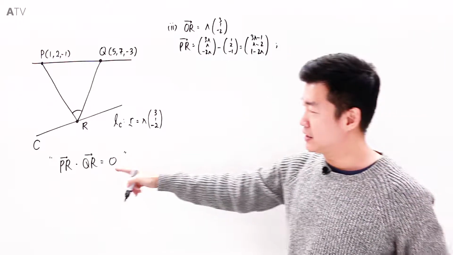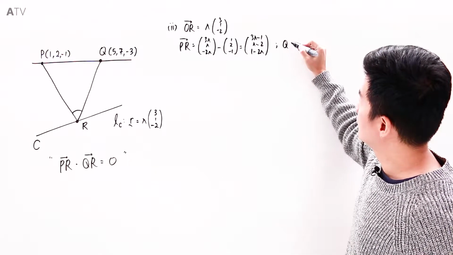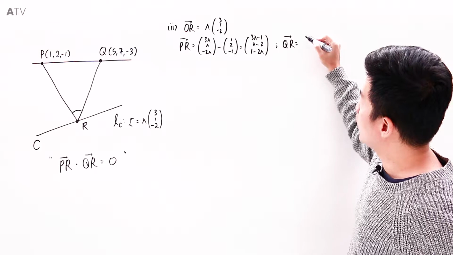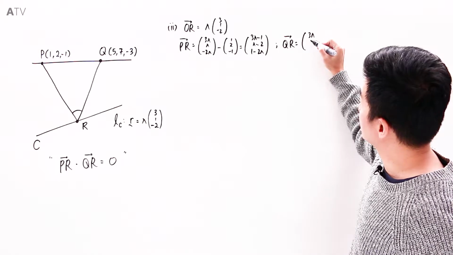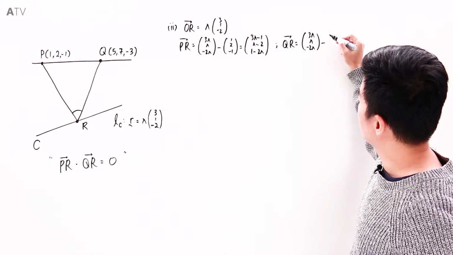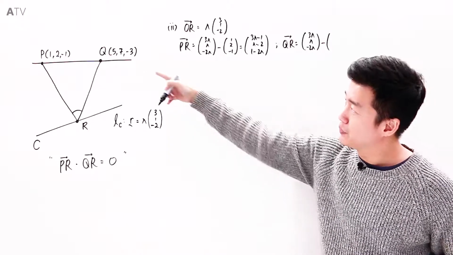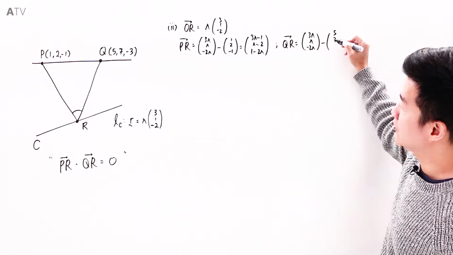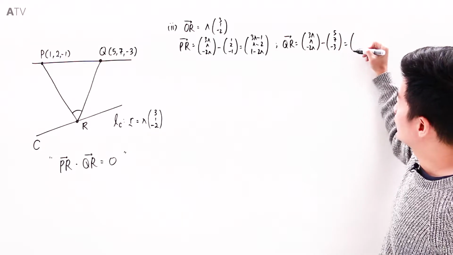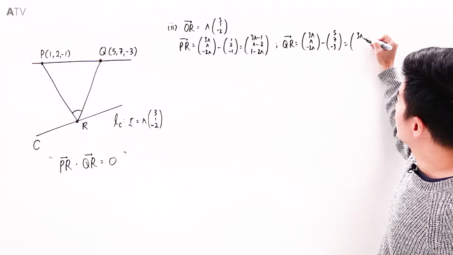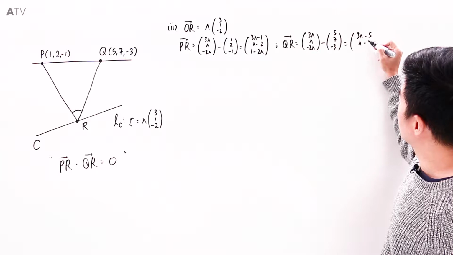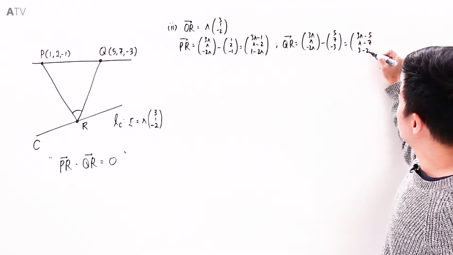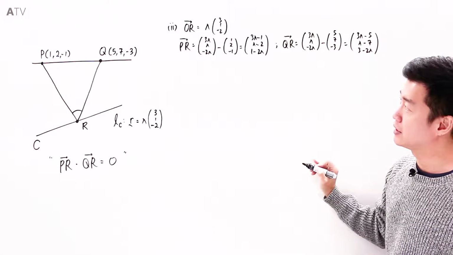We will also be able to find the vector QR. QR will be OR, which is (3 lambda, lambda, -2 lambda), minus away OQ. OQ will be (5, 7, -3). So QR will be (3 lambda - 5, lambda - 7, 3 - 2 lambda).